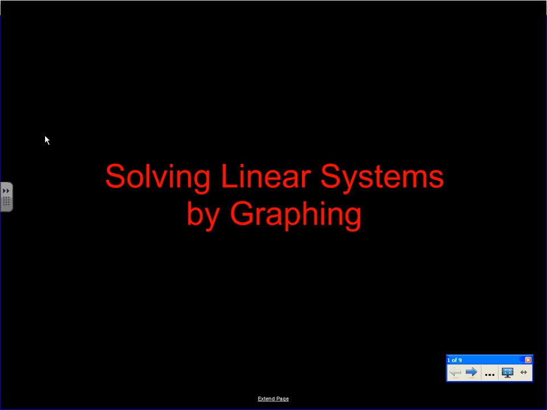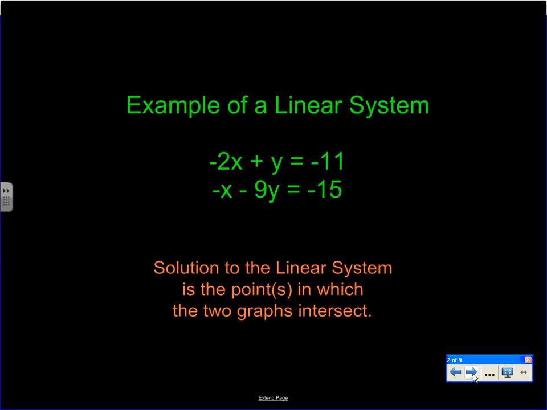Okie dokie, we're going to get started here on a lesson on solving linear systems by graphing. You might not understand some terms here. You know what graphing is, you know what solving is, but what is a linear system? If we look at this next slide, the example of a linear system is basically when we have two equations. And what is the solution to that?